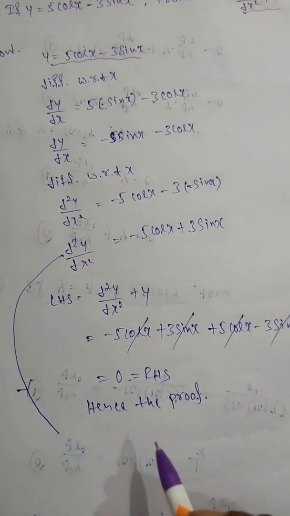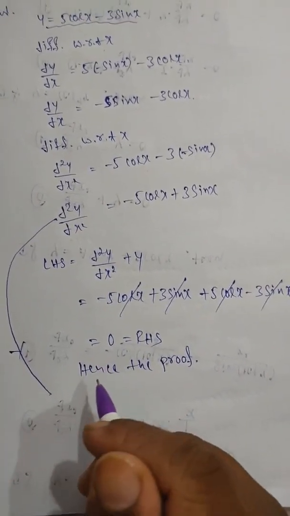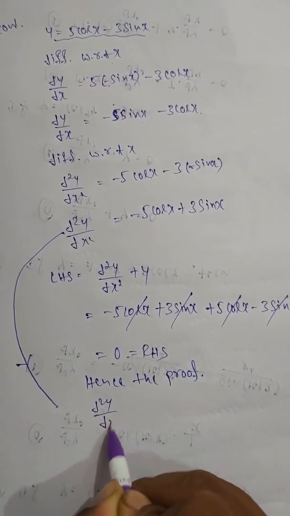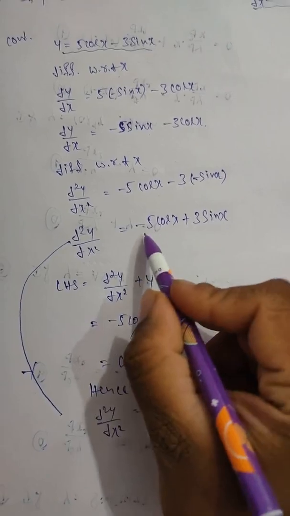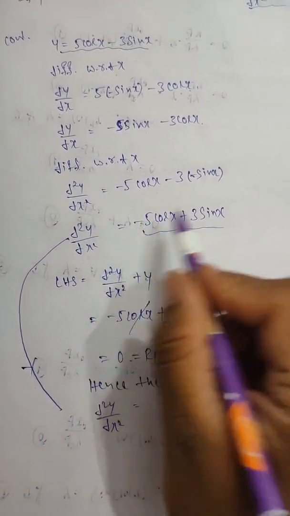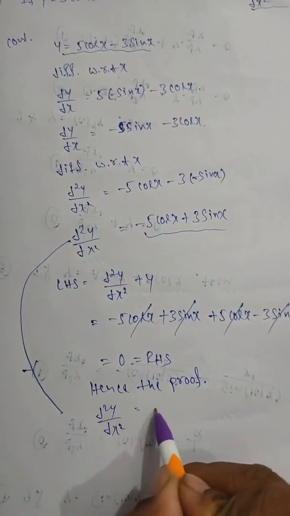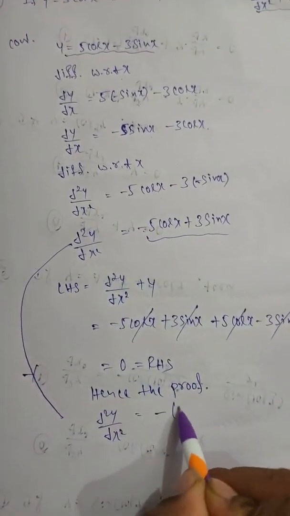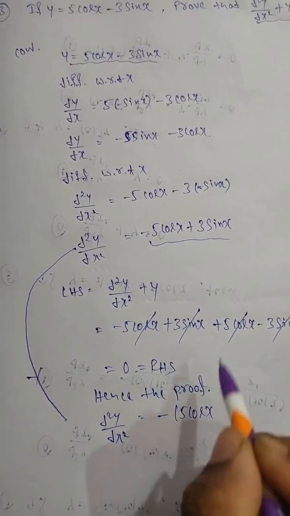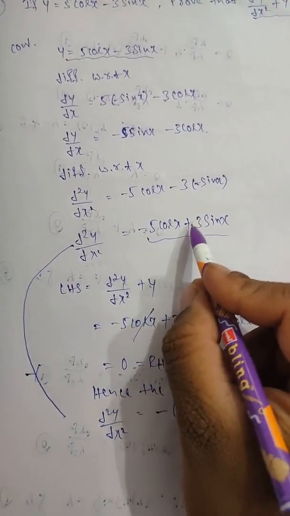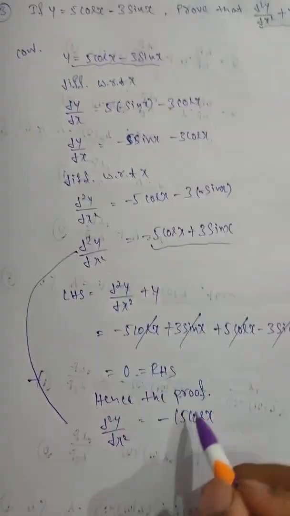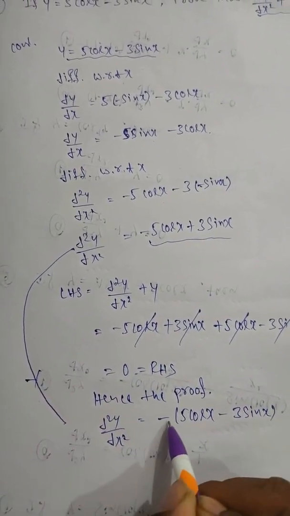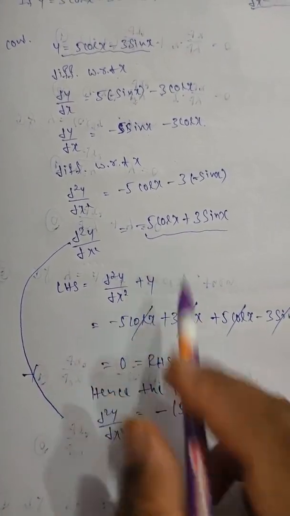Without substitution we can do this problem. Here d square y by dx square is equal to... I am taking minus as common. If you take a minus as common, we have 5 cos x plus, and the plus will become minus 3 sin x. If you multiply this minus inside the bracket, we get the same equation.